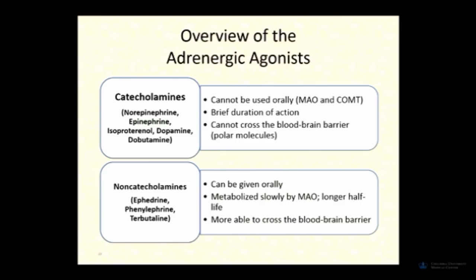The non-catecholamines, which include ephedrine, phenylephrine, terbutaline, can be given orally. They have a longer half-life. They get metabolized much more slowly by the MAOs compared to the catecholamines. And they have a greater ability to cross the blood-brain barrier. So depending on the desired effect and the situation, a catecholamine versus a non-catecholamine might be optimal.